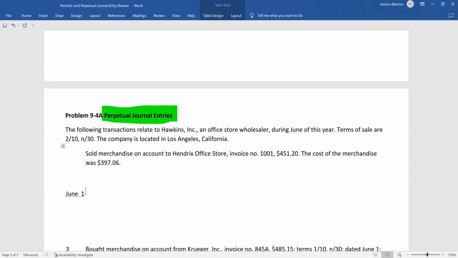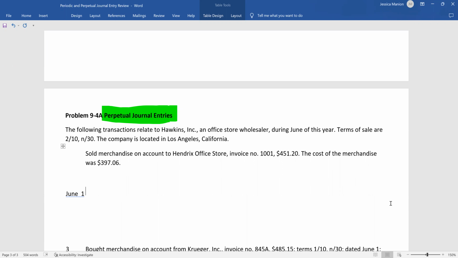So this first one, June 1, it says that we sold merchandise on account to Henrik's office store. Invoice number 1001 for $451.20. The cost of the merchandise was $397.06. So remember, with the perpetual inventory system, we have 2 journal entries when we have a sale. We have the journal entry to record the sale and the journal entry to record the cost of goods sold.